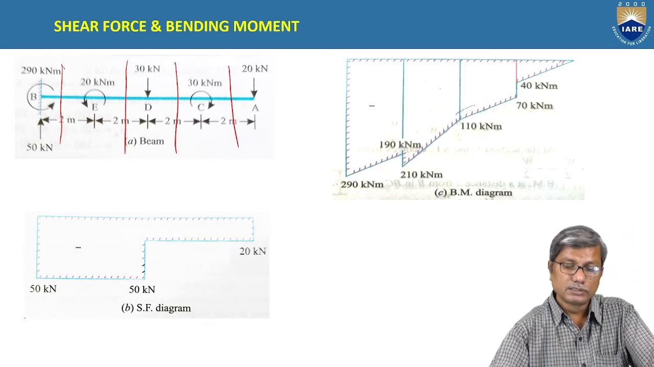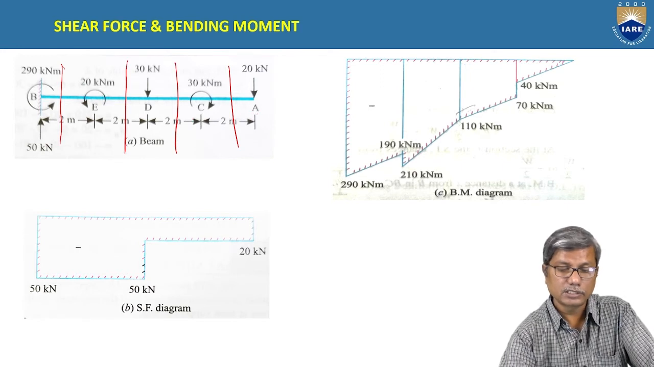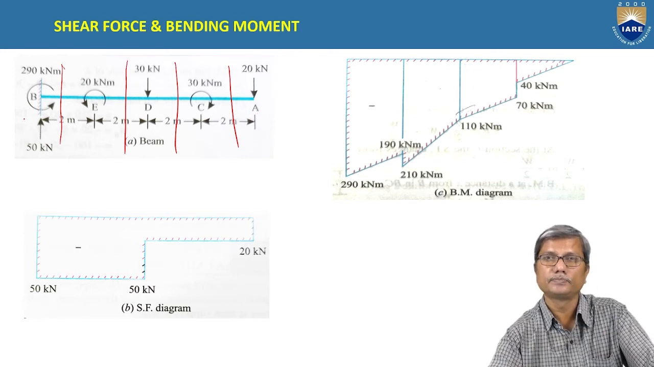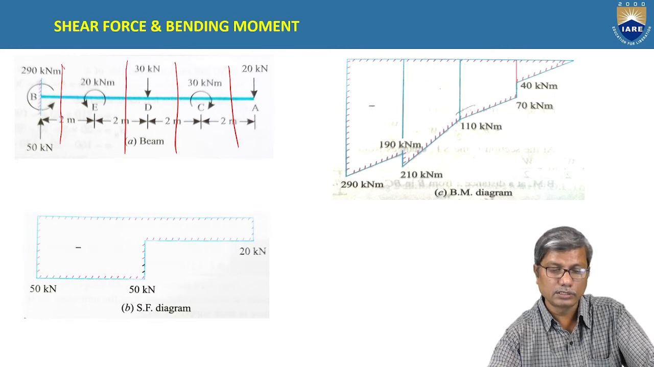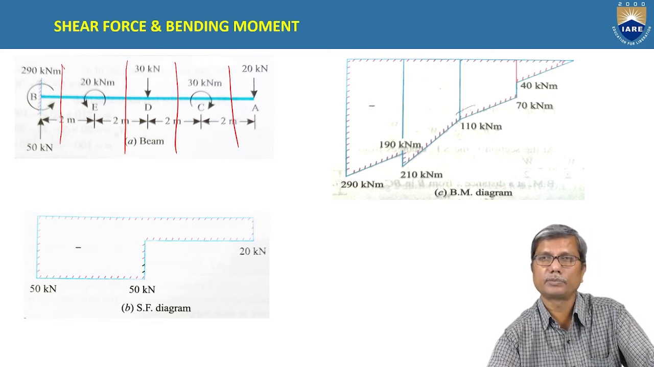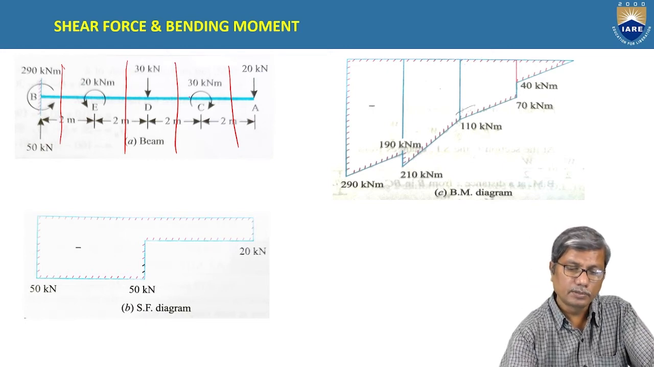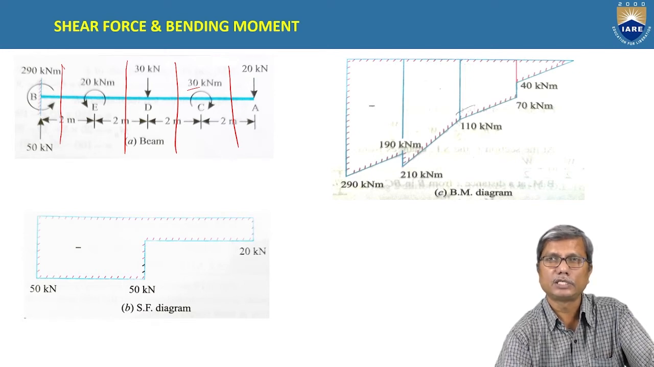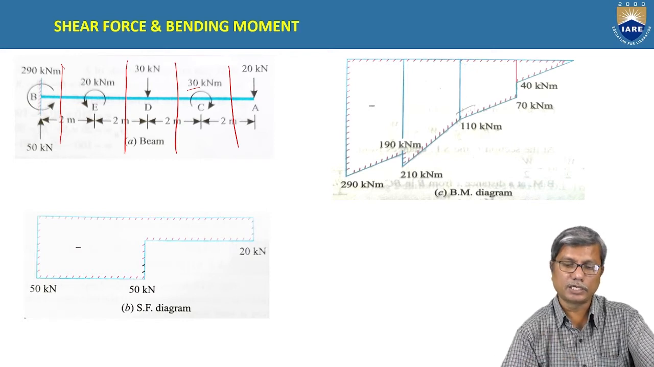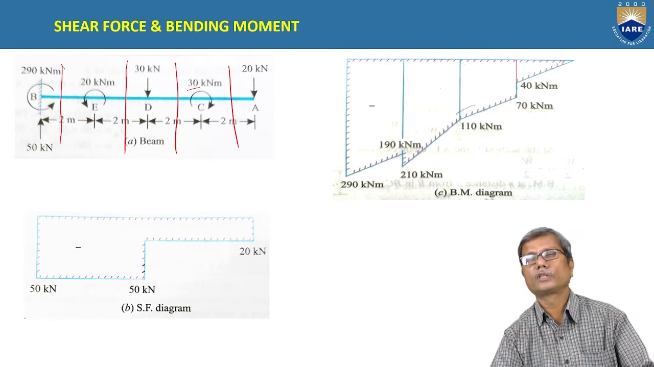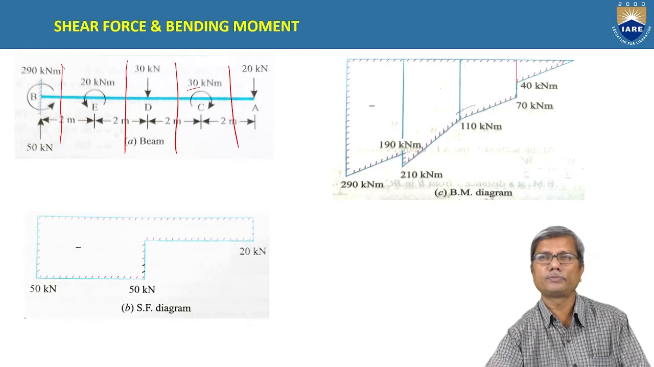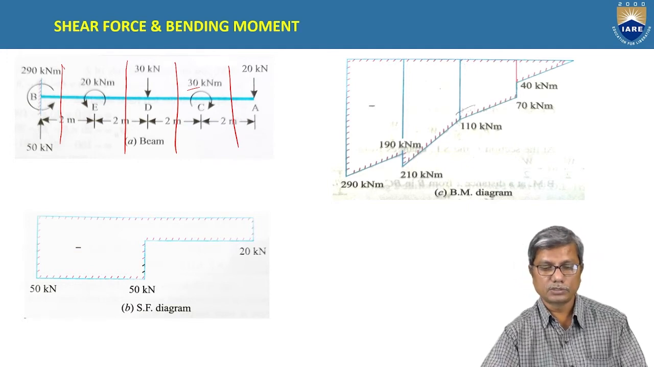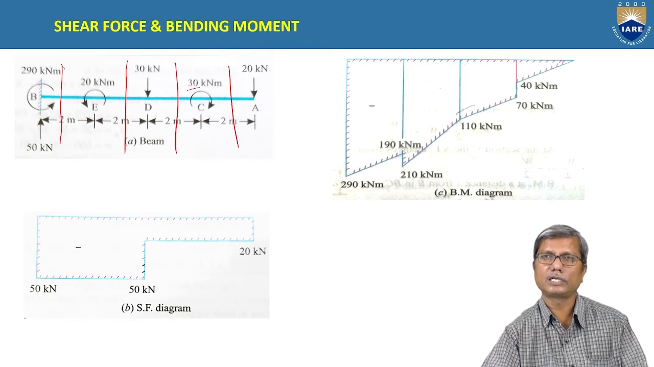Here the right hand end is taken as A and the left support, the fixed end, is taken as B, and in between we have 3 points where the loads are applied. Here couple means concentrated moment, 30 kilonewton meters. That is the moment. We don't need to multiply it again with distance. It is directly added when calculating bending moment. If it is a force, to find moment we multiply with the distance. It's already a moment, so we directly add it.